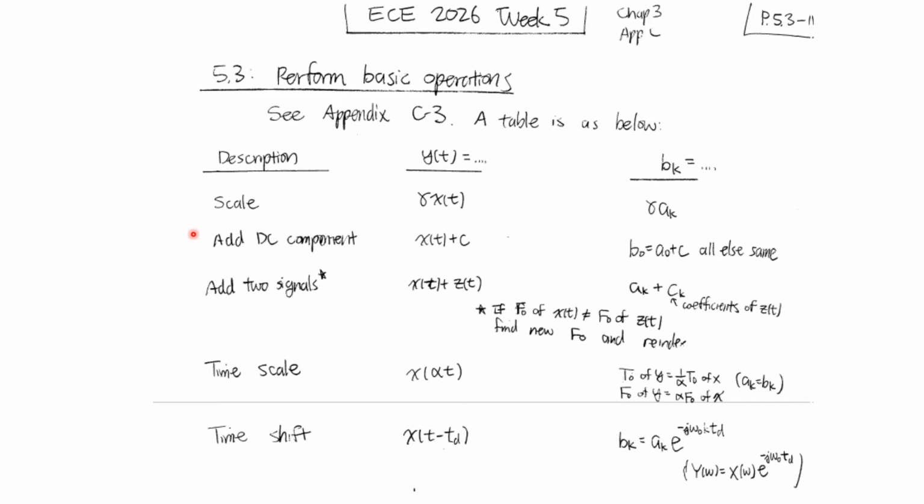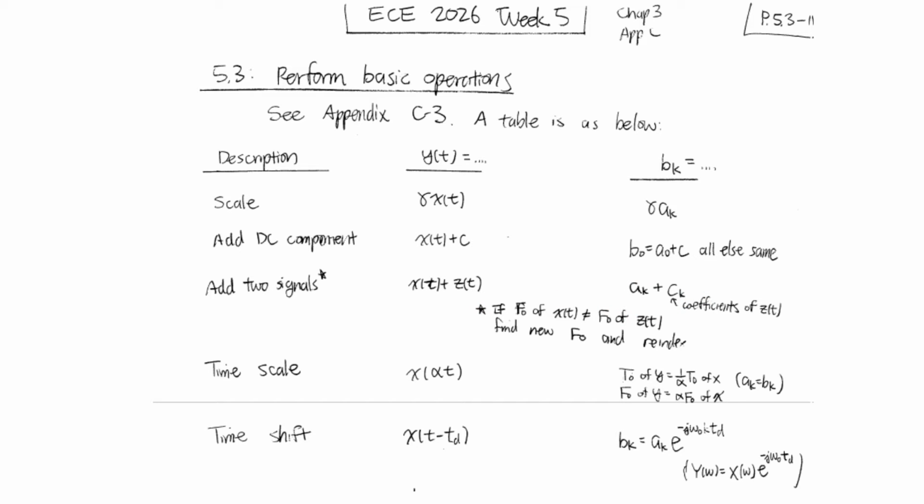If you add a dc component, as in you just take the function, you just add a constant to it, then if you think about it, that only affects the b0 term since you're just doing a dc shift. So all you have to do is change your b0 term to be a0 plus c, and then all of your other coefficients are going to be the same. Adding two signals is a bit trickier, where if they have the same fundamental frequency, then you can just add the coefficients together.